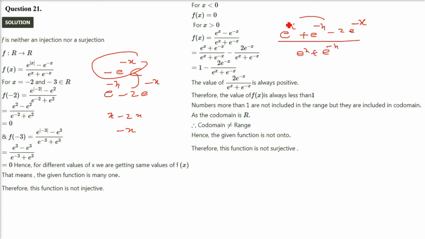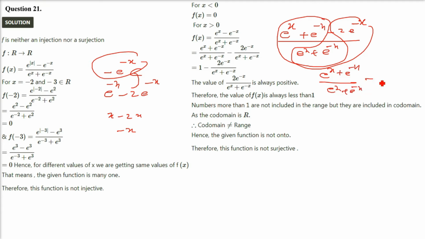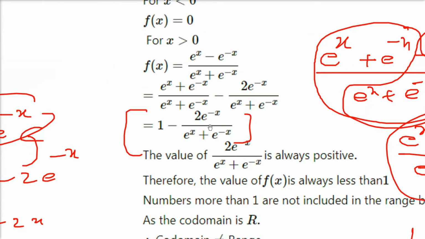Now just take this part and this part separately. So this is e^x plus e^(-x), same as the denominator, minus 2e^(-x) by (e^x plus e^(-x)). This is going to be 1. So 1 minus this term. How can we say that this term will always be positive? The second term will always be positive. Then only we can say that this is going to be less than 1.